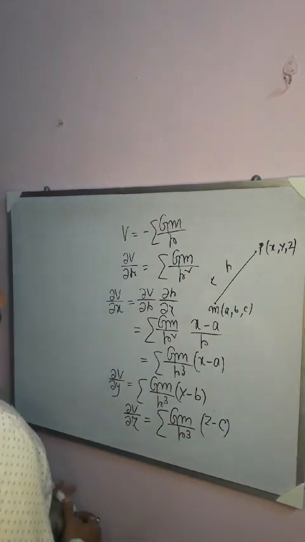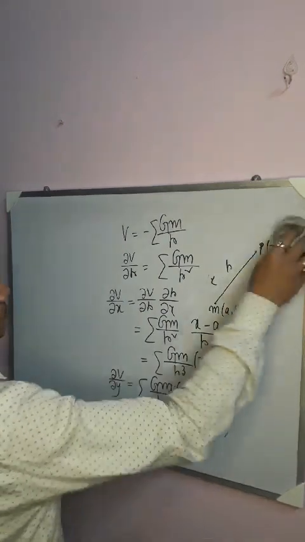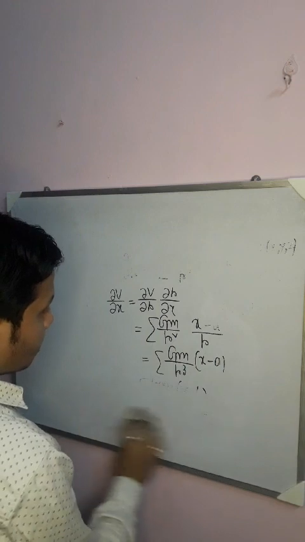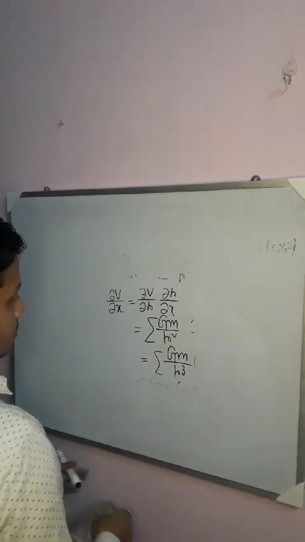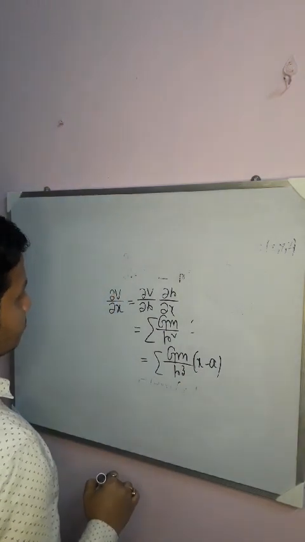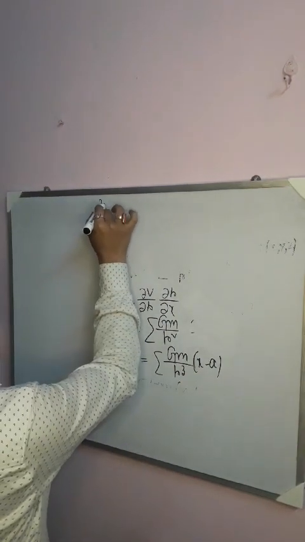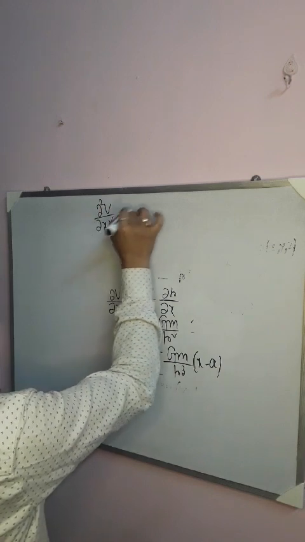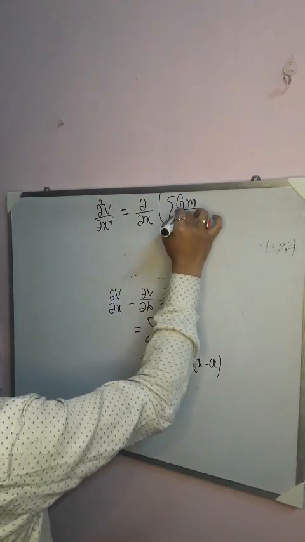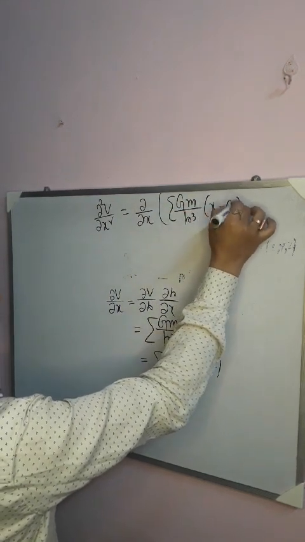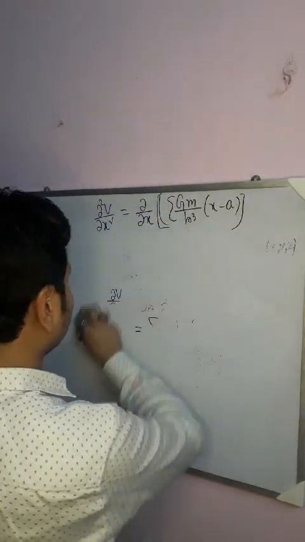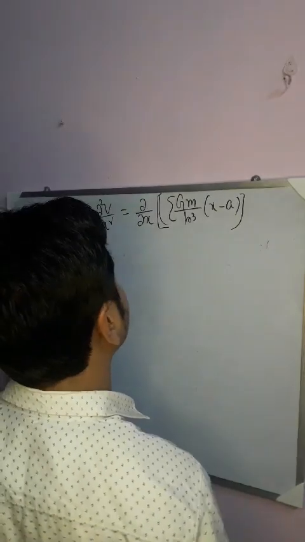Okay, so simply this. Fine. Now let us do one thing. I cannot erase it because I am going to do the one term. Okay, this is ∂V/∂x. Now what will be my ∂²V/∂x²? That means we have to write ∂/∂x of this summation of GM by r cube into (x minus a). Okay, so just we do some differentiation.